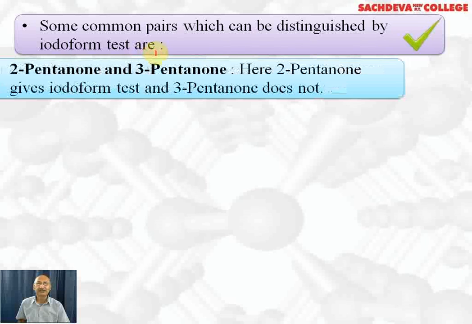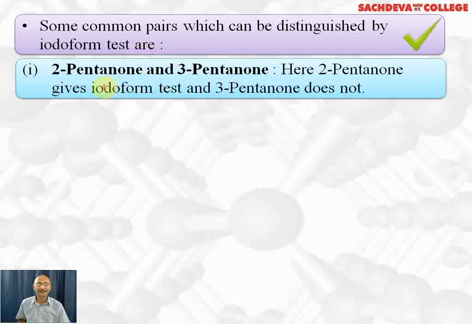Some common pairs which can be distinguished by this test are 2-pentanone and 3-pentanone. 2-pentanone gives the iodoform test, whereas 3-pentanone does not. Similarly, 2-pentanol and 3-pentanol can also be distinguished with the help of this test. 2-pentanol will give the iodoform test, 3-pentanol will not.